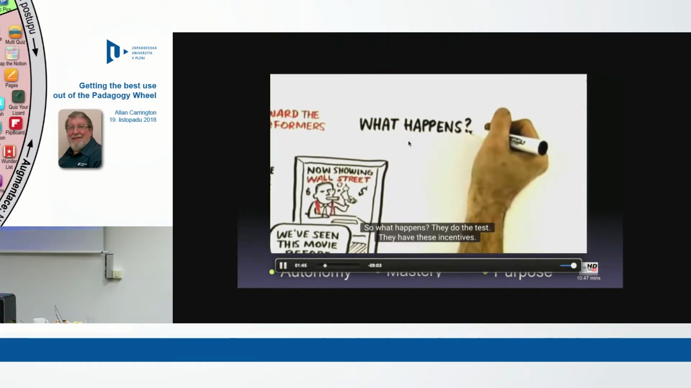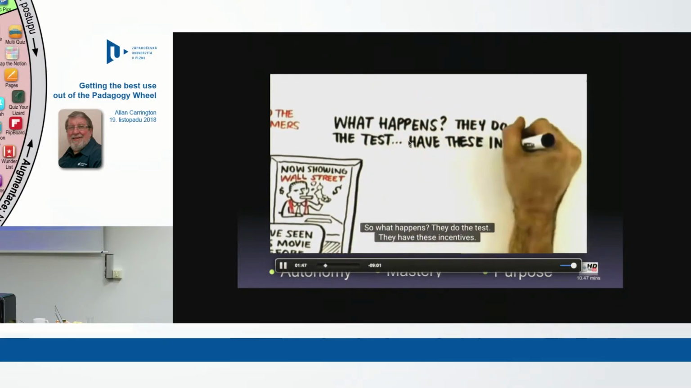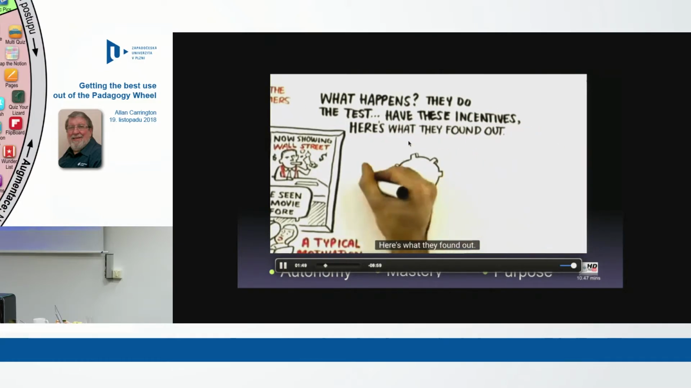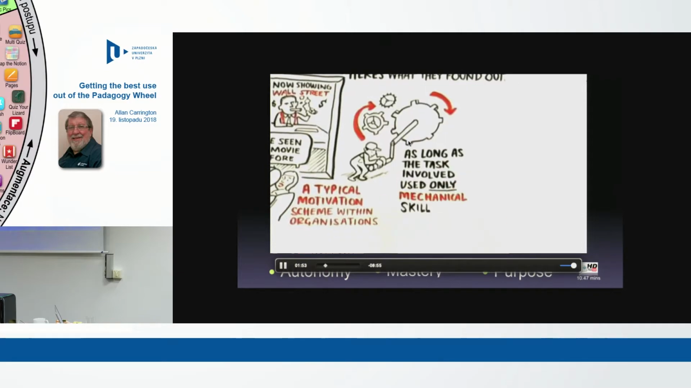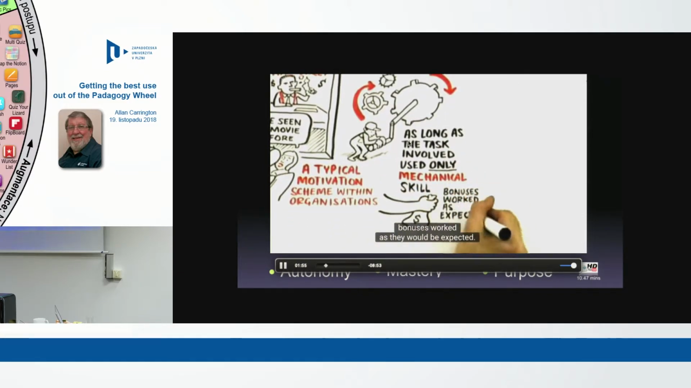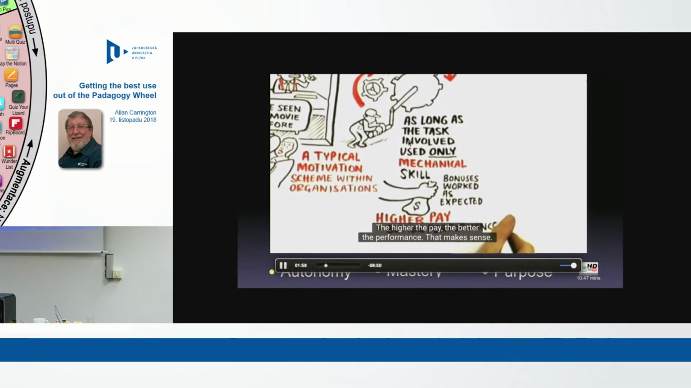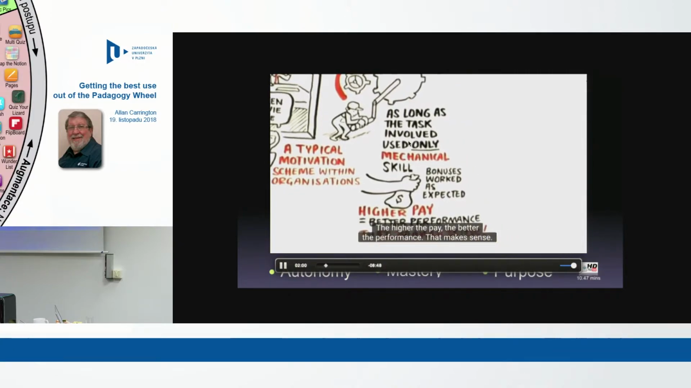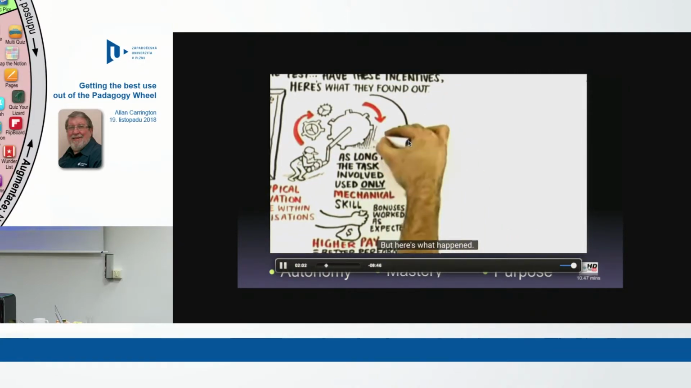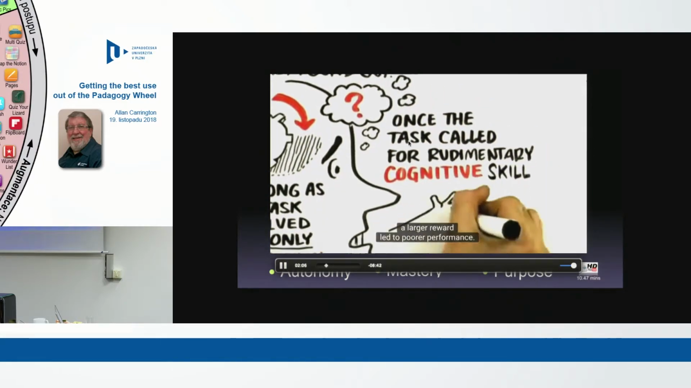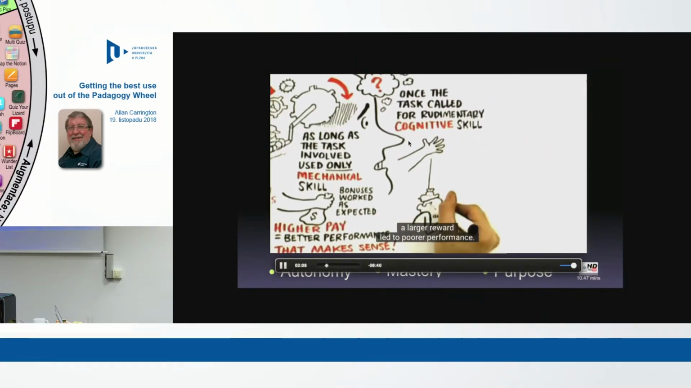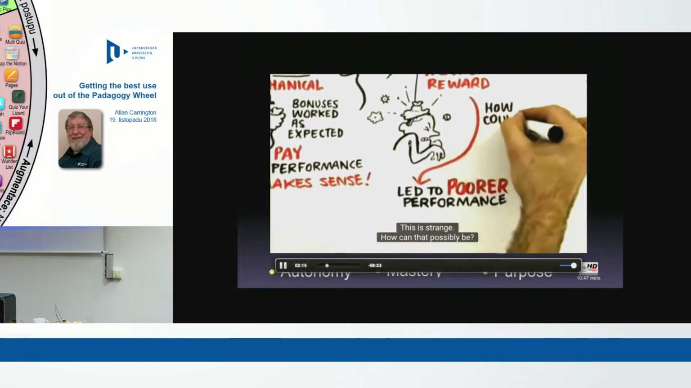So what happens? They do the test, they have these incentives, here's what they found out. One, as long as the task involved only mechanical skill, bonuses worked as they would be expected. The higher the pay, the better their performance. Okay, that makes sense. But here's what happens. Once the task called for even rudimentary cognitive skill, a larger reward led to poorer performance. Now, this is strange, right? A larger reward led to poorer performance? How can that possibly be?